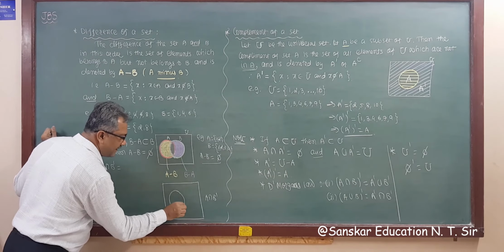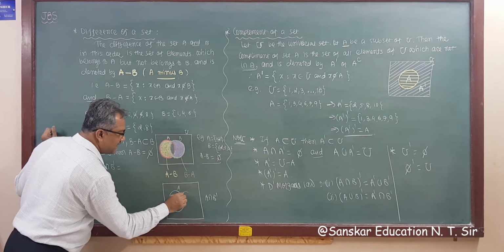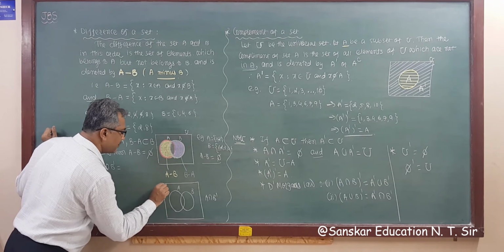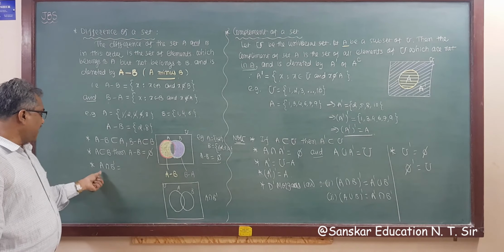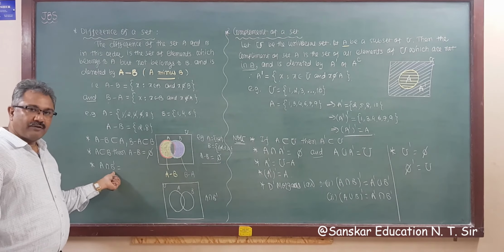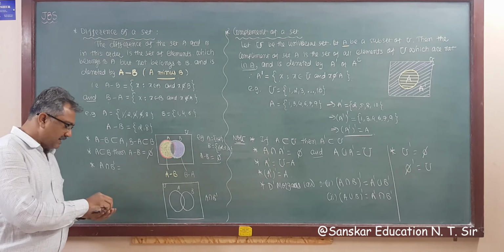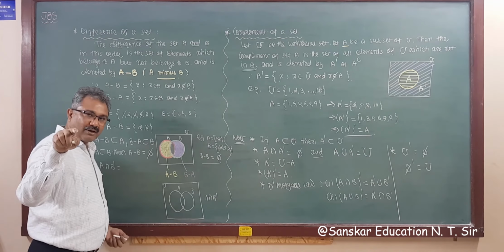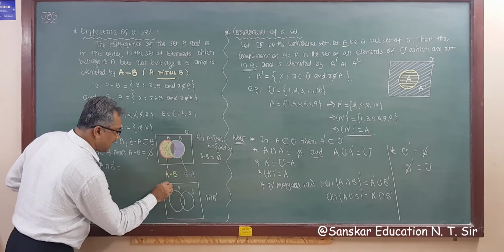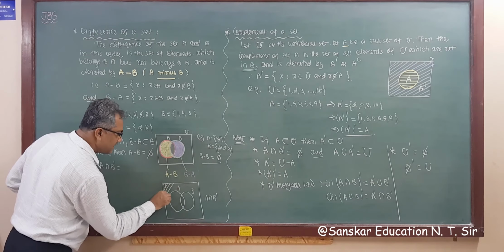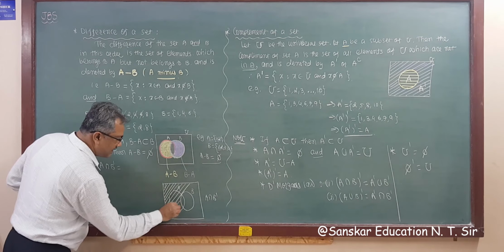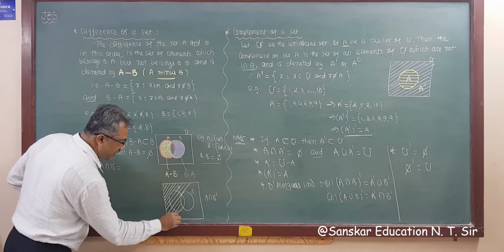So this is set A, and this is set B, and this is, as usual, the universal set U. So for A intersection B dash, first we draw a Venn diagram for B dash. B dash means all the elements of set U other than those in B. So this portion is B dash, the complement of set B, the set of elements which are not in B.